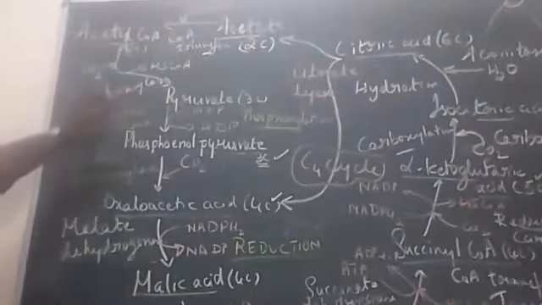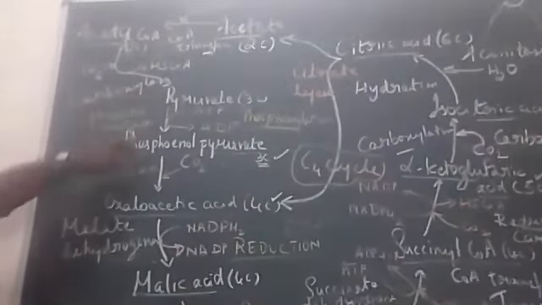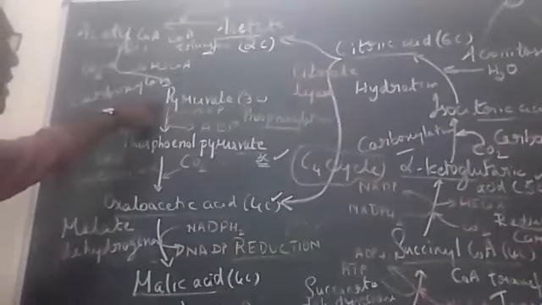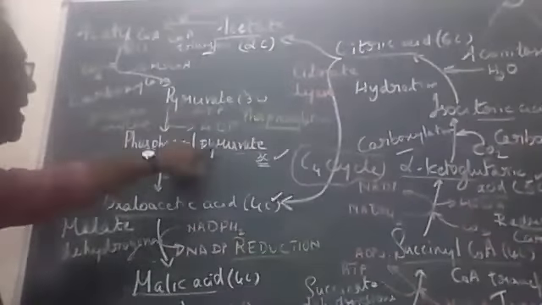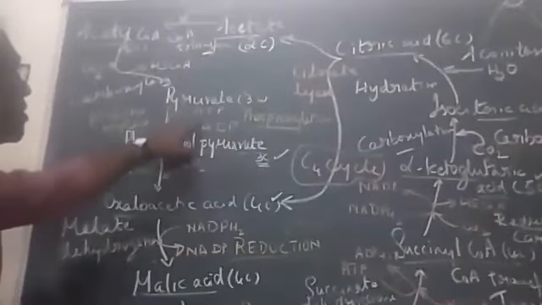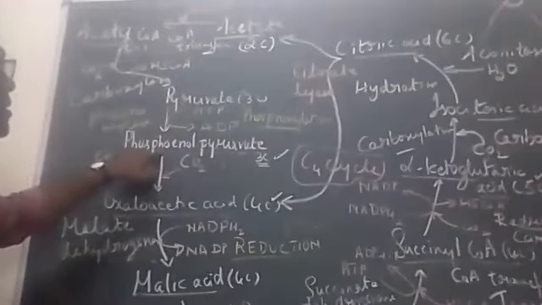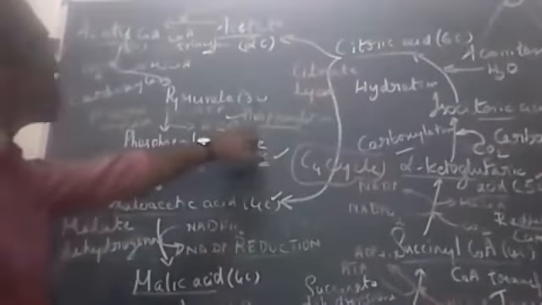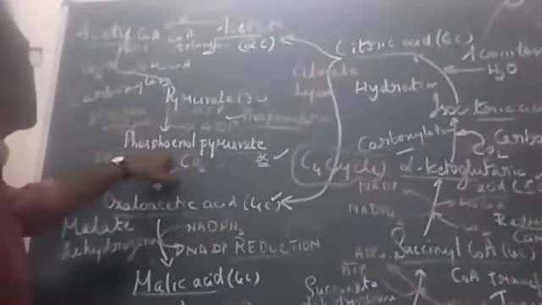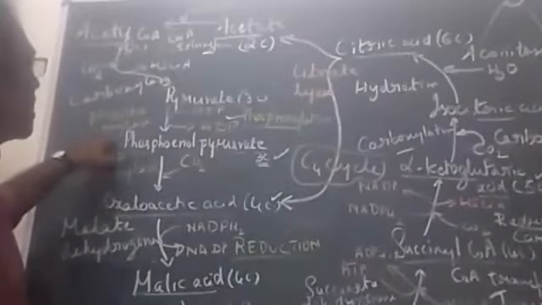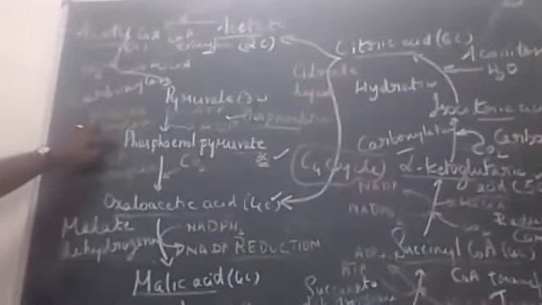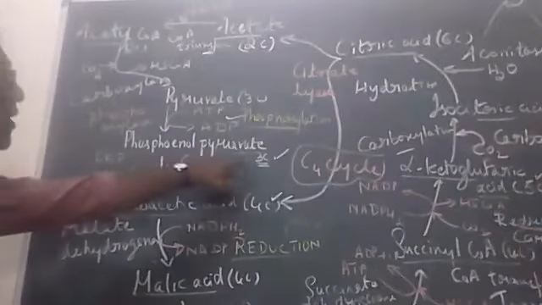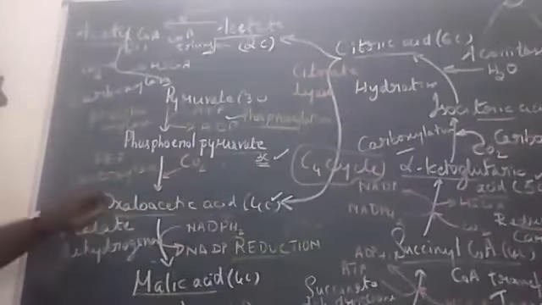So here you can see that pyruvic acid, pyruvate, will convert to phosphoenol pyruvate. Pyruvate converts to phosphoenol pyruvate means phosphate is added. Therefore, this is called phosphorylation. Addition of phosphate is seen with the help of the enzyme phosphorylase. Phosphoenol pyruvate converts to oxaloacetic acid, a 4-carbon compound. A 3-carbon compound is converted to a 4-carbon compound.